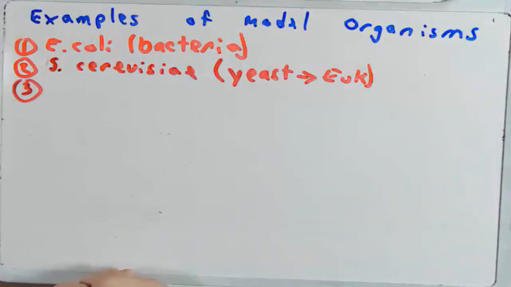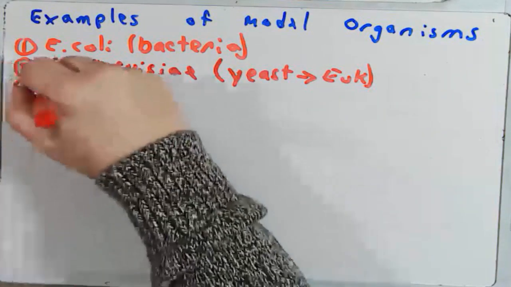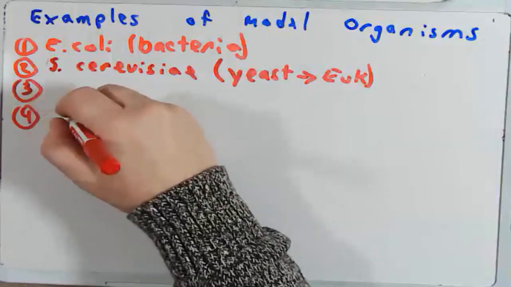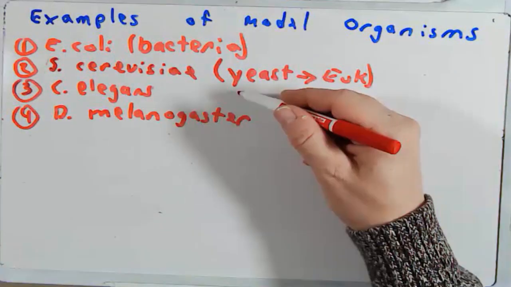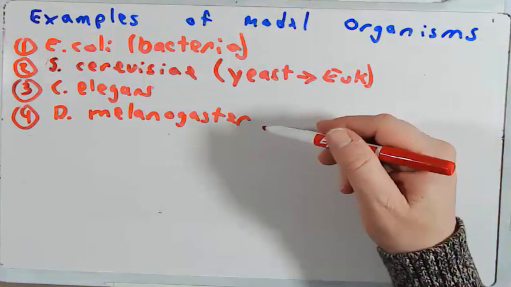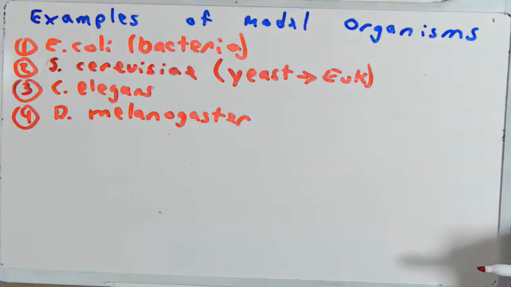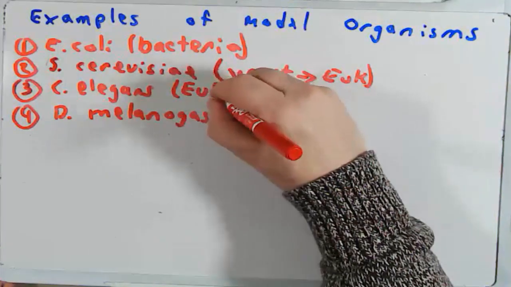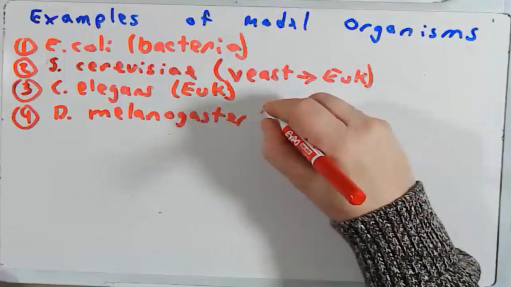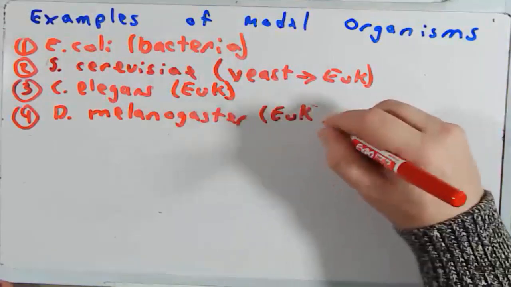Now if we want to start thinking about some multicellular eukaryotes, two very common ones are C. elegans and Drosophila melanogaster. These have some advantages over Saccharomyces in that they are multicellular. They also have a fairly detailed developmental pathway. A disadvantage might be that they have a shorter generation time. As we'll see, every model organism has its advantages and disadvantages, and it's just best to pick the model organism that is best suited to the research question you're asking.